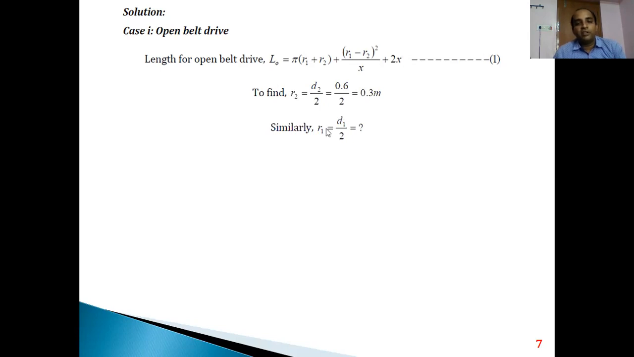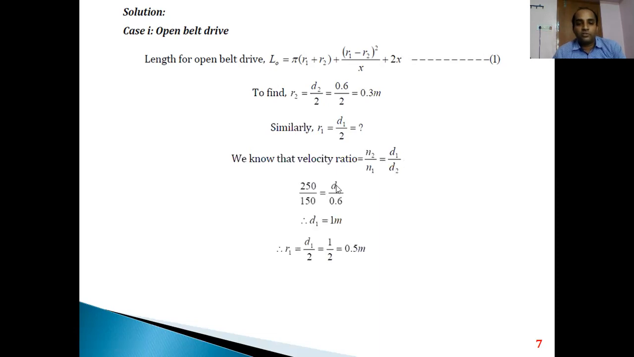Similarly, we need to find the value of R1, but we don't know the value of D1. So how can we find this one? Using our velocity ratio equation. That is, velocity ratio is the speed of the driven to the speed of the driver, equal to the diameter of the driver to the diameter of the driven. So N2 by N1, we know D2 also, then we can find out D1. If we substitute the values, we get D1 as 1 meter, or the value of R1 as 0.5 meter. Now once you substitute these things in this particular equation, you get the value of the length for the open belt drive case.